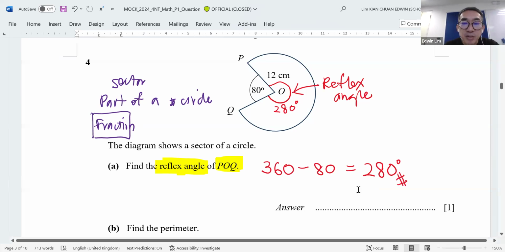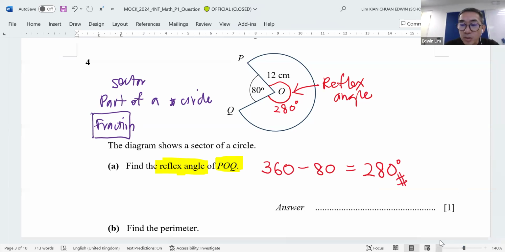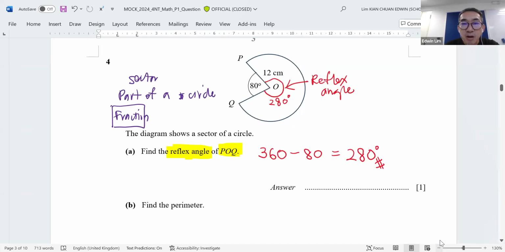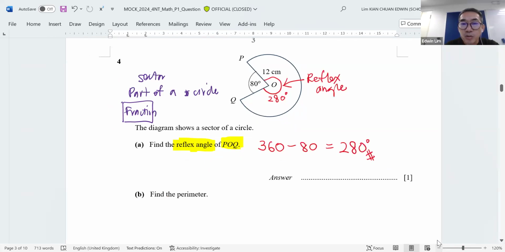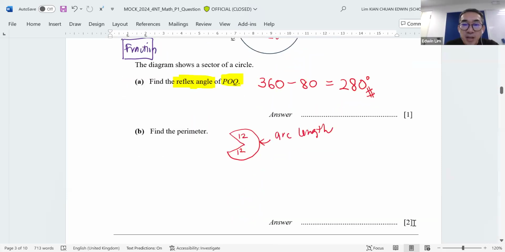Find the perimeter. Perimeter is actually the outline of the shape. So I hope you can see, based on this diagram, there is one arc length, then you must plus the 2 radius. So if this is 12, this will be 12. So this is the arc length. And this arc length has an angle of 280.